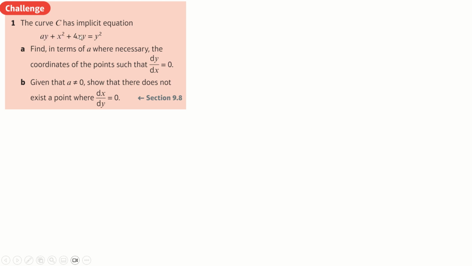This is some product rule, so differentiate the x first, just to get a 1, and you get 4y. And then differentiate the y to get a dy over dx, and it's 4x dy over dx. Equals 2y dy over dx. Good, so that's all done.